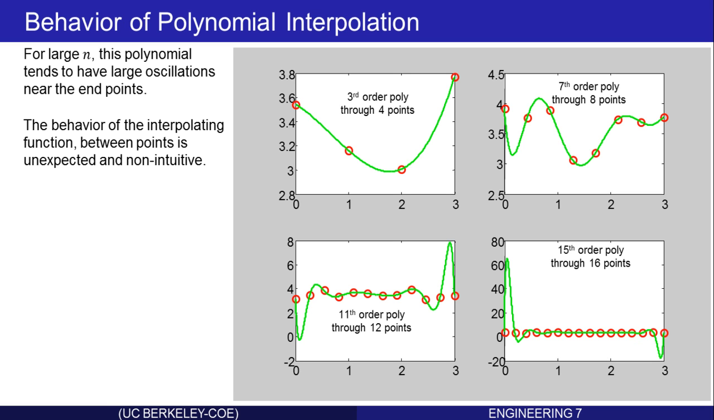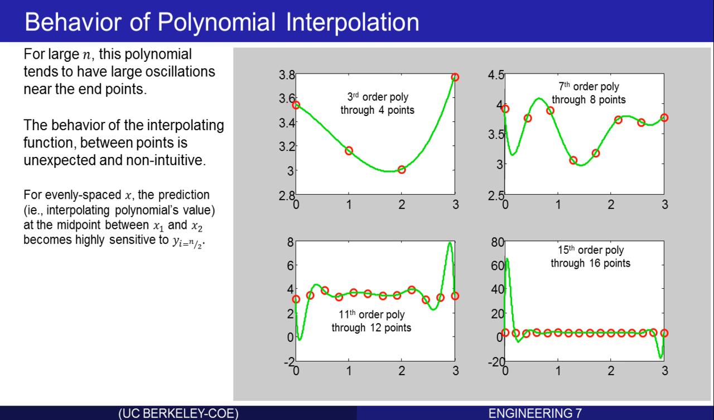In that sense, the behavior of the interpolating function between these points is somewhat unexpected and certainly non-intuitive. It doesn't reflect what we would have maybe drawn in by hand with the data. It turns out, let's say for simplicity, for evenly spaced x, the prediction, in other words, the interpolating polynomial's value, at the midpoint between x1 and x2 is highly sensitive to the y data in the middle of the data set, say y at i equal n over 2.